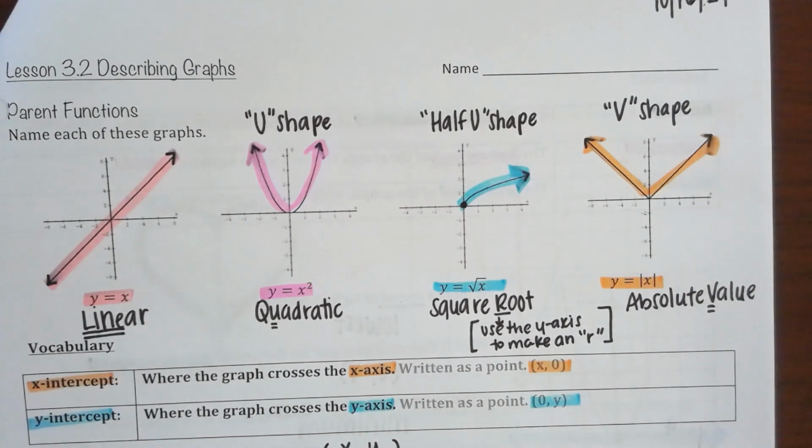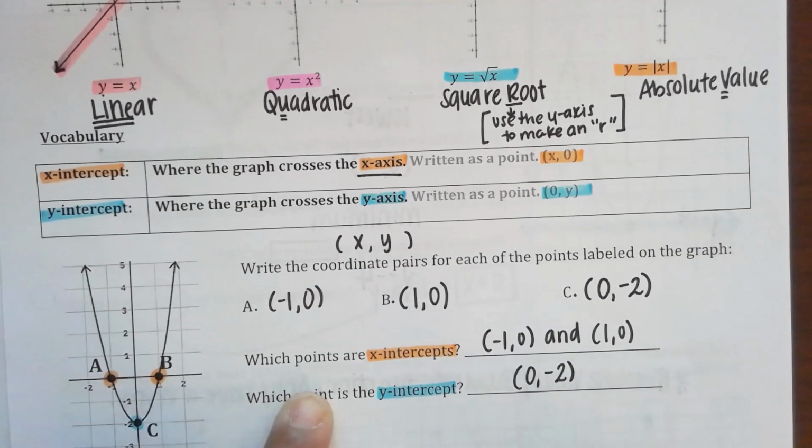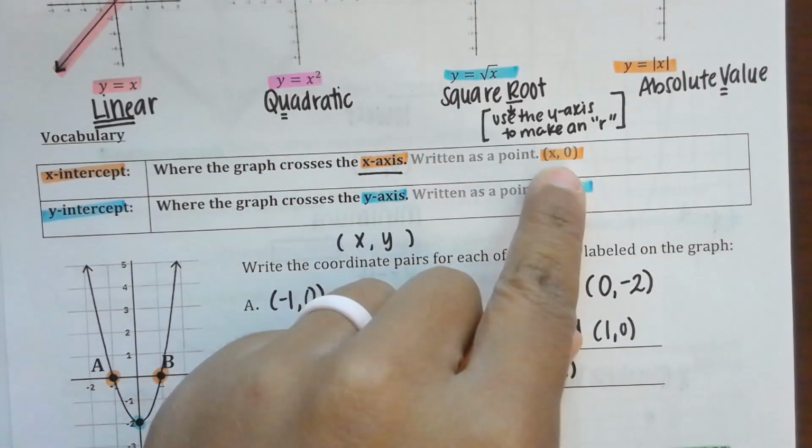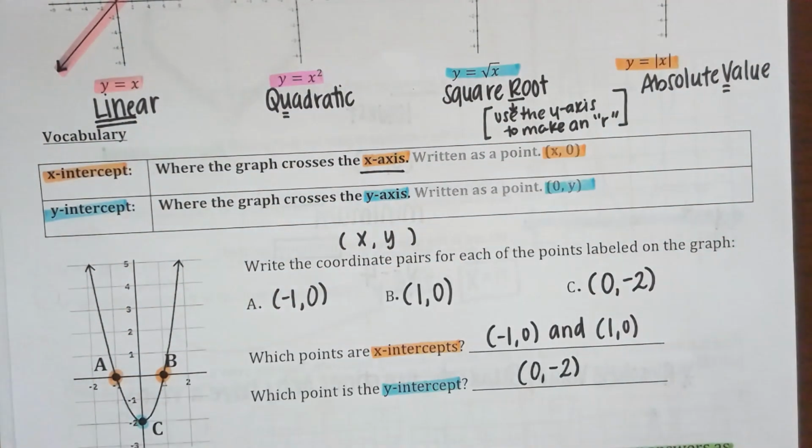From there, we started talking about vocabulary in different sections. The first two were x-intercept and y-intercept. The x-intercept is when the graph crosses what? The x-axis. Written with y equal to what? No, y is equal to what? 0. X has to exist, but y has to be 0 for an x-intercept to occur. Does that make sense, Zai?